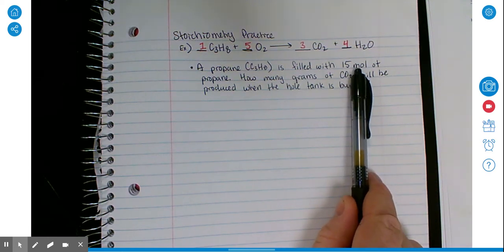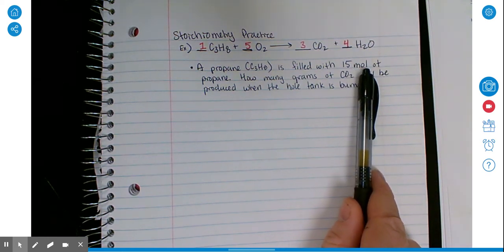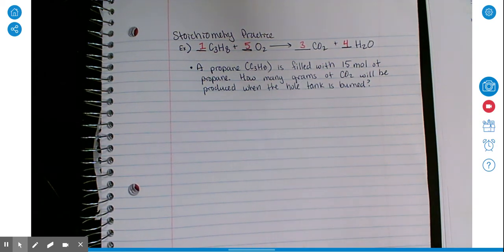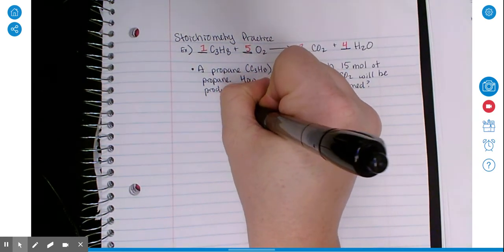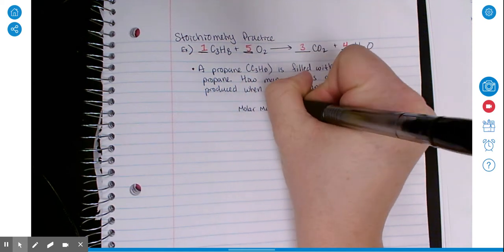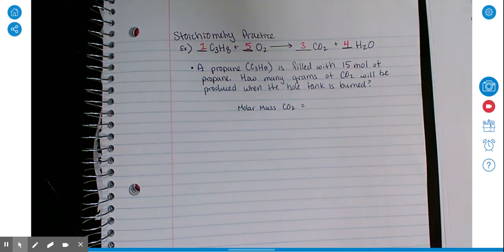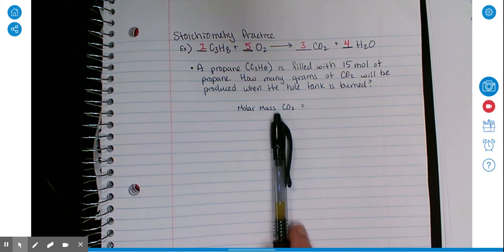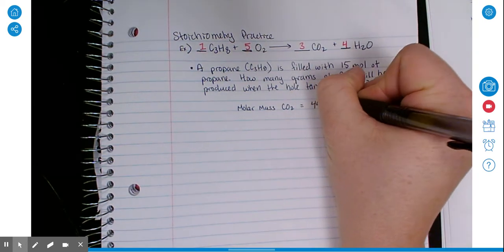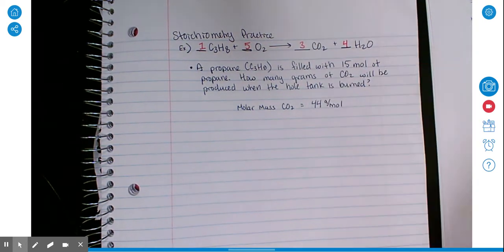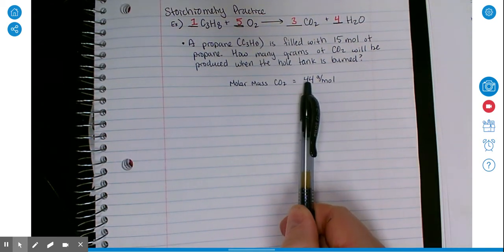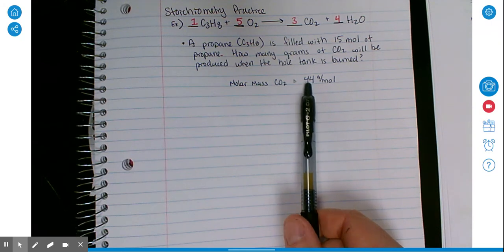I know I have 15 moles of propane. And where am I going? Well, I'm going to grams. Moles to grams, I know I need to use my molar mass conversion. Now, the molar mass of CO2, I remember it. Carbon is 12 plus oxygen, 16. 16 times 2, 32, plus 12. CO2 has a molar mass of 44 grams per mole. After you've got your ratios determined, then you can start setting up your problem.